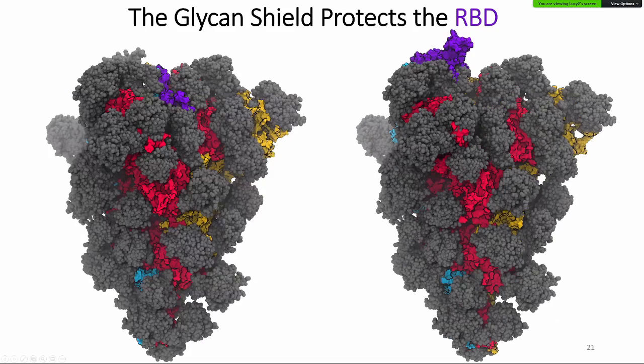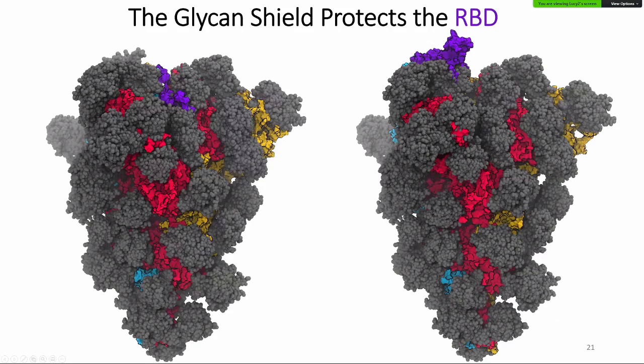And this glycan shield protects the receptor binding domain. Over here in the up conformation, you can see it's peeking its little purple head out, and it's vulnerable. It's outside of this glycan shield. But when it shifts back down into this down or closed state, it's hidden. This glycan shield protects it.